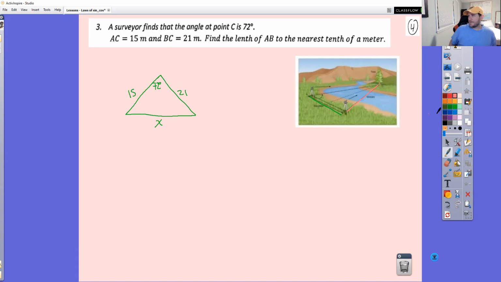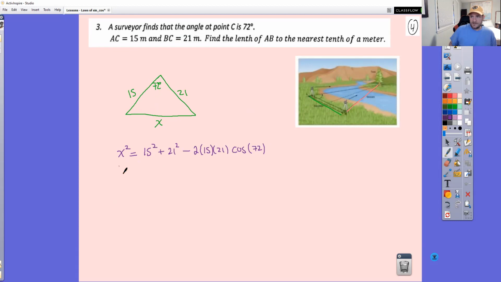Let's solve this one. We can see that it is side, angle, side. So we've got to use law of cosines. It's going to be the same as all the ones we've done before. So we know that we're solving for x. So we'll go x squared equals 15 squared plus 21 squared minus 2 times 15 times 21 times the cosine of 72.